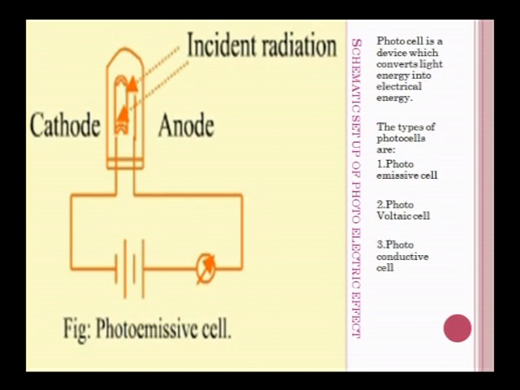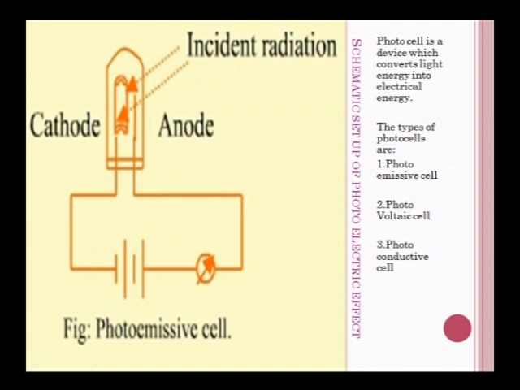It encircles the photocathode. The other end of this photocathode is connected to the negative of a battery. The anode is connected in series with a galvanometer or an ammeter, and then it is connected to the positive of a battery.